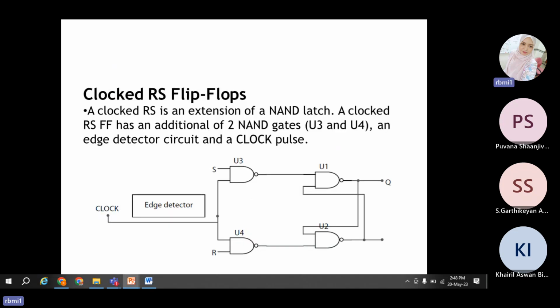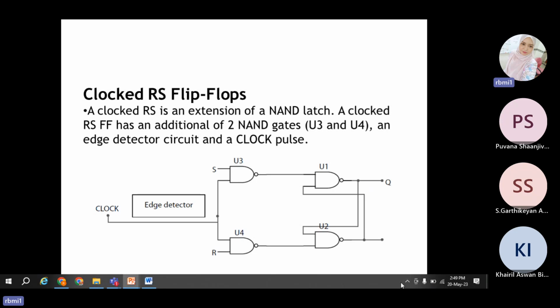Next we have the clock RS flip-flop. It has two inputs, the clock signal and the RS input. This is the clock signal, this is S for set, and this is the R input. It has a combination of 4 NAND gates: U1, U2, U3, and U4.